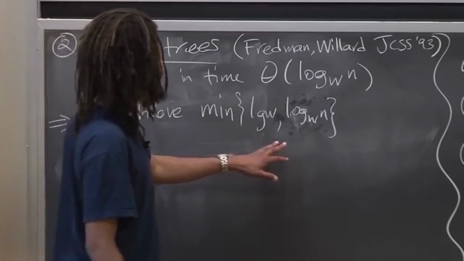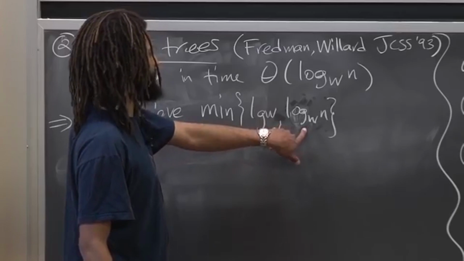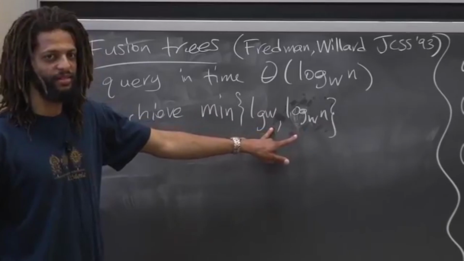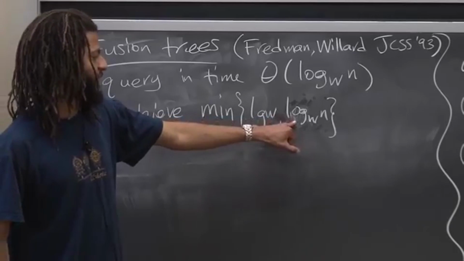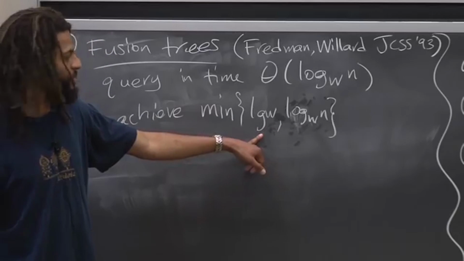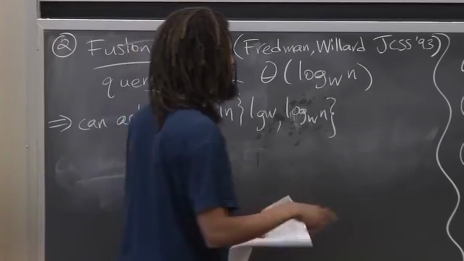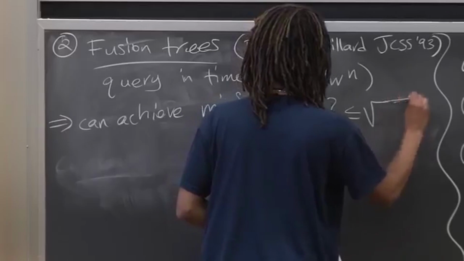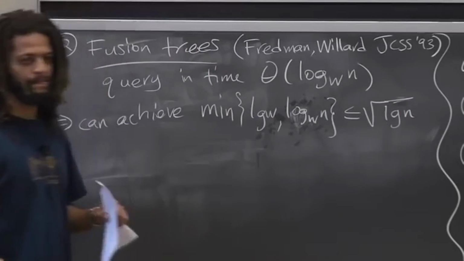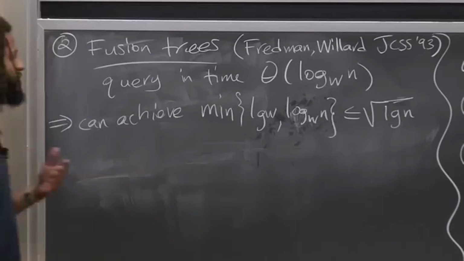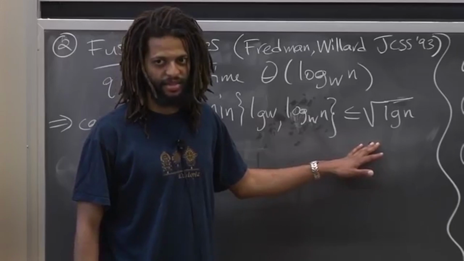And the max of this min is achieved when these two things are equal, which means log w equals log n over log w, which means log n is the square of log w. So this will always be at most square root of log n. And I mentioned that this can be made dynamic. So in particular, that means you can sort in time n times the square root of log n.